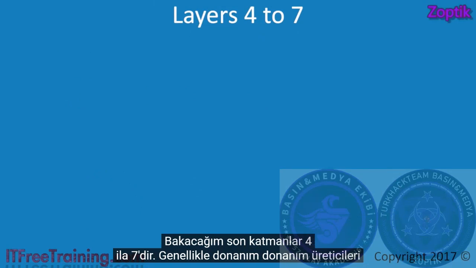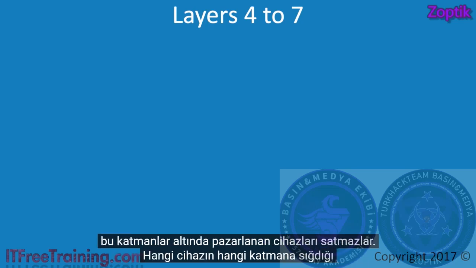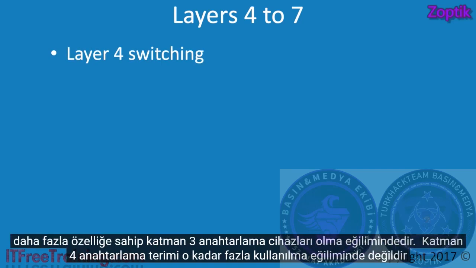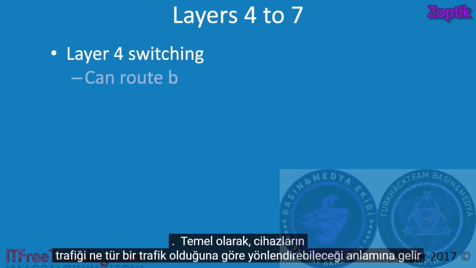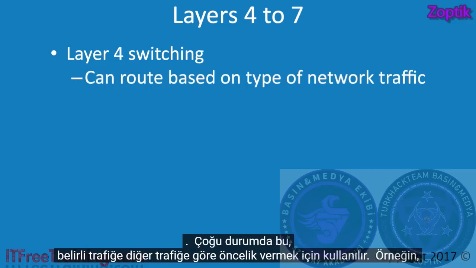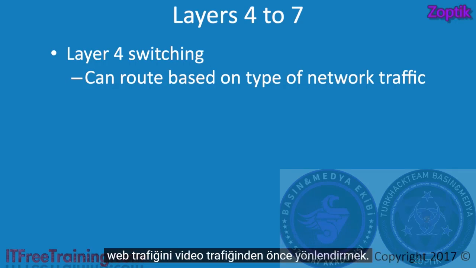The last layers that I will look at are 4 to 7. Usually, hardware manufacturers don't sell devices marketed under these layers. Which device fits in which layer tends to be a bit blurry. Devices that are considered Layer 4 switching tend to be Layer 3 switching devices with more features. The term Layer 4 switching does not tend to get used that much. Essentially, it means that the devices can route traffic based on what type of traffic it is. In many cases, this is used to prioritize certain traffic over other traffic, for example, routing web traffic before video traffic.